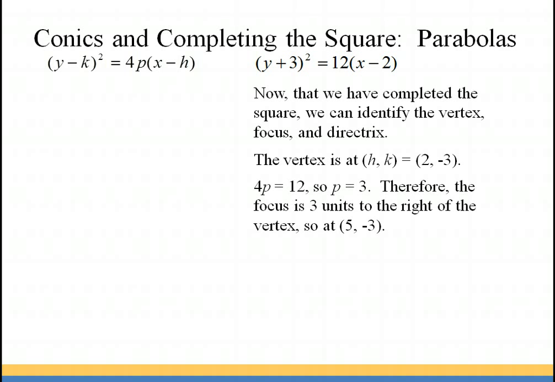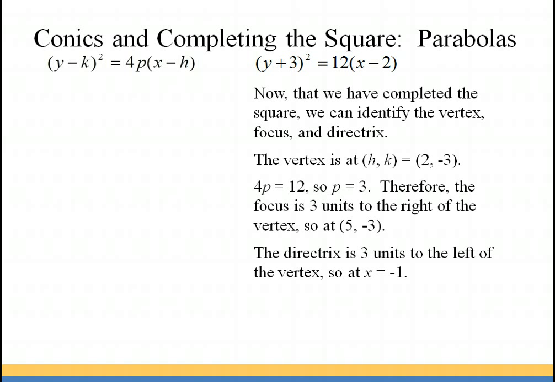So that means that p is equal to 3, which tells us that our focus is 3 units to the right of the vertex. If our p-value was negative, it would be to the left of the vertex. So that means that we're going to take our vertex and we're going to add 3 to our x-coordinate. So we're moving over 3 units to the right from the center, or from the vertex. So that puts us at (5, -3).